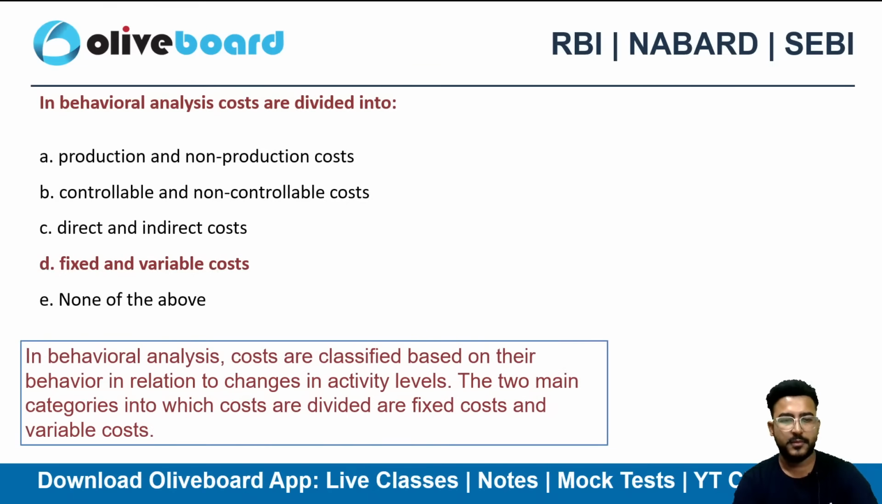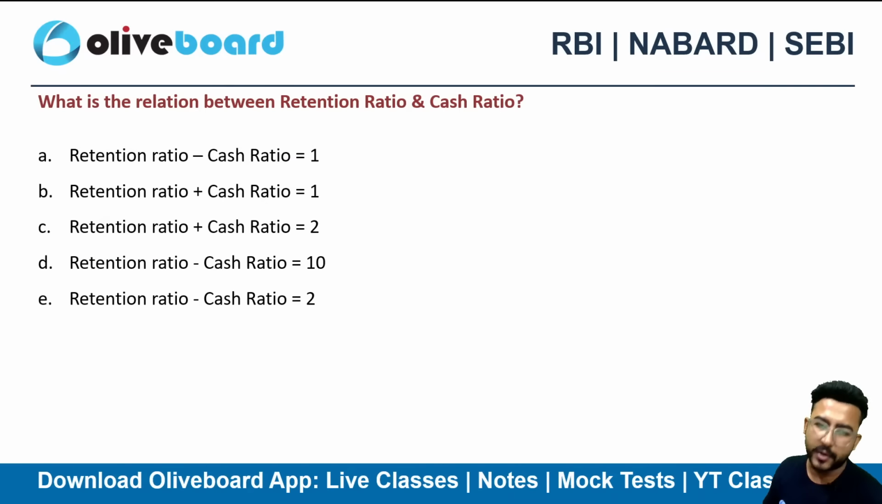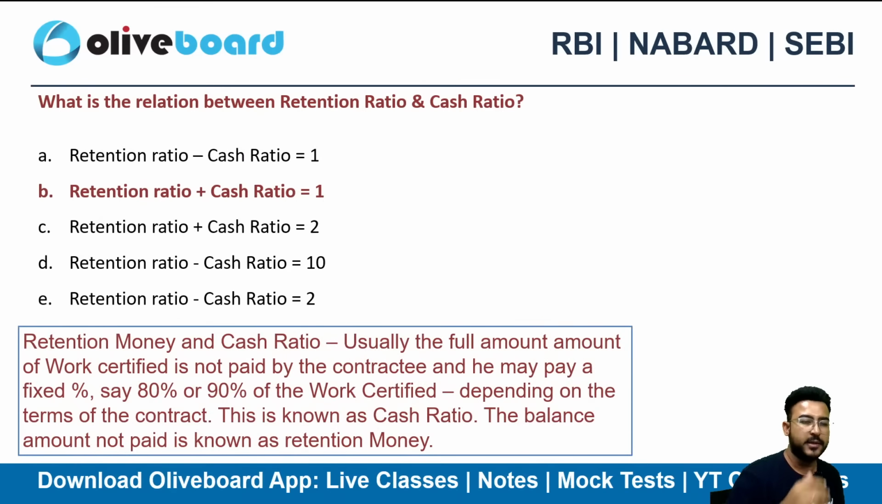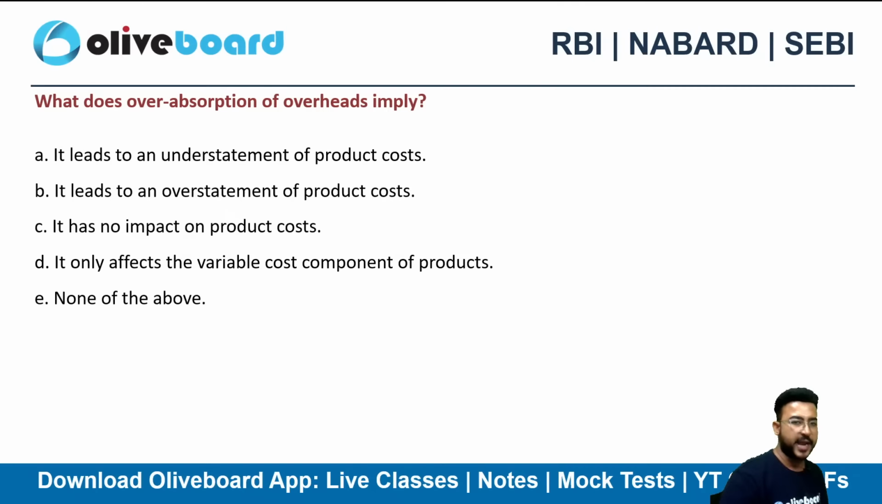That's fixed and variable cost, right? That's fixed and variable cost. Next one, what is the relation between the retention ratio and the cash ratio? The summation of retention ratio and cash ratio equals 1. This is from the contract costing, right? This is from the contract costing.